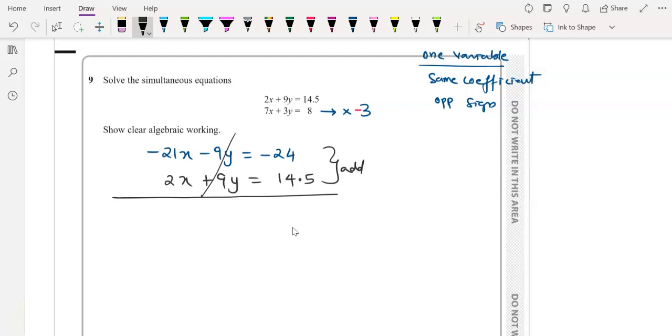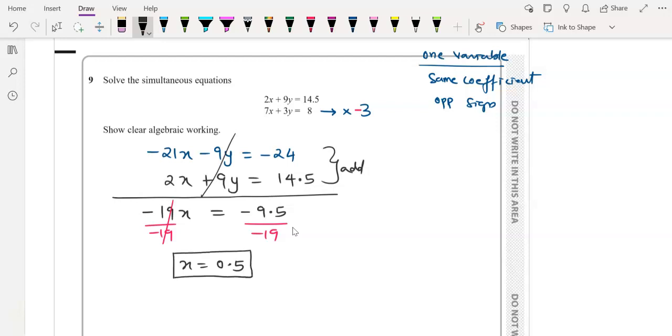So minus 21 plus 2 gives you negative 19x, equals minus 54 plus 14.5, which gives me negative 39.5. Now to find the value of x, we divide both sides by negative 19. So this will cancel out. We get our answer: x will be half, that is, you can write it as 0.5. I got the value of x.